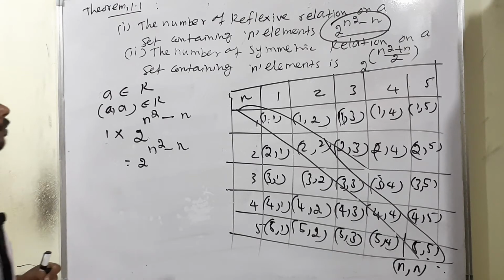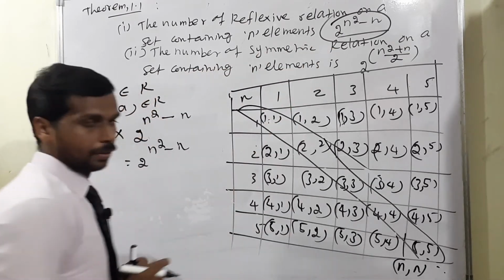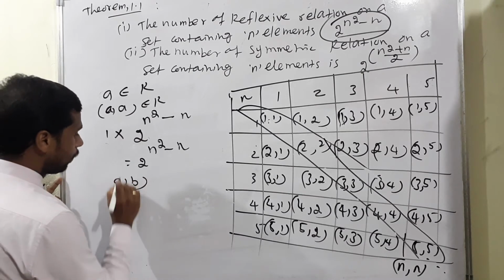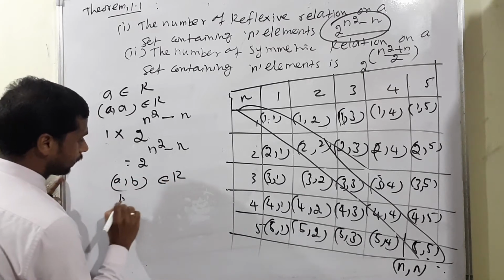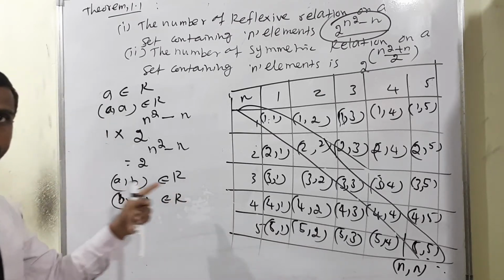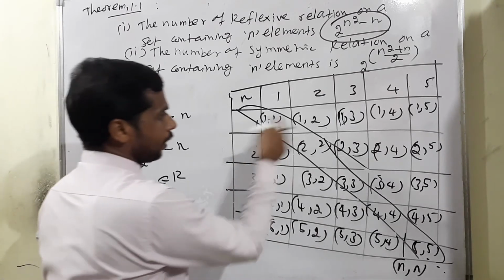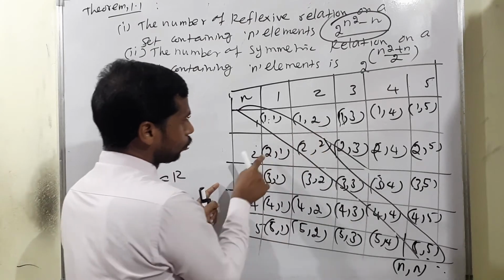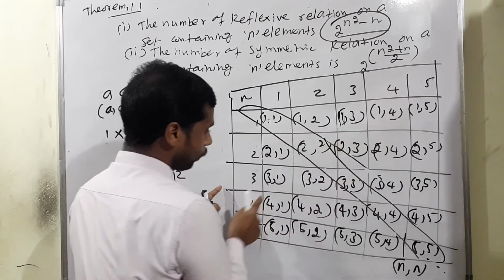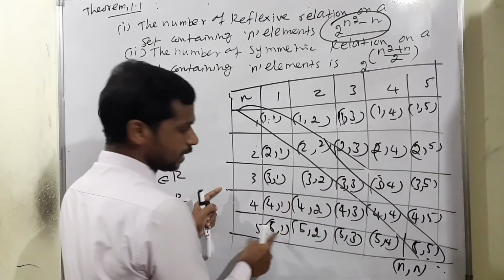Then the second one, the number of symmetric relations. What is the meaning of symmetric? If a comma b belongs to R, then b comma a also belongs to R. Then only we can say it is symmetric. Look at the remaining terms. 1 comma 2 means 2 comma 1. 1 comma 3 means 3 comma 1. 1 comma 4 means 4 comma 1. 1 comma 5 means 5 comma 1.